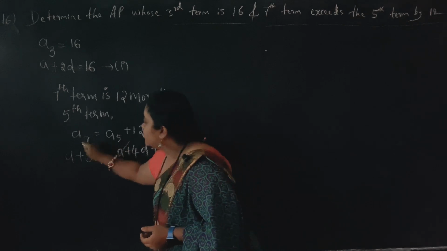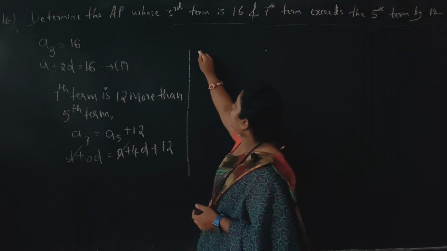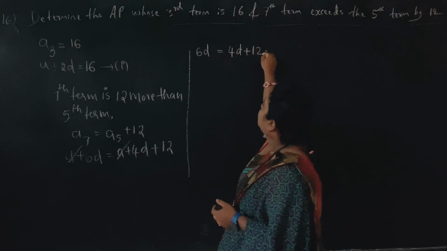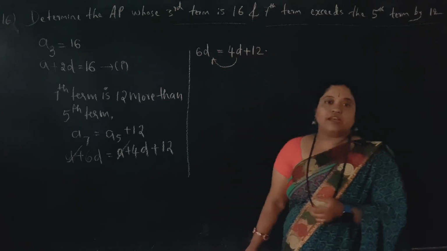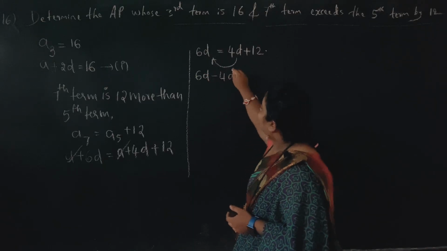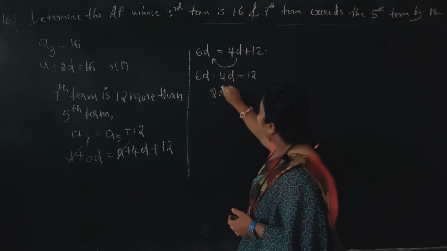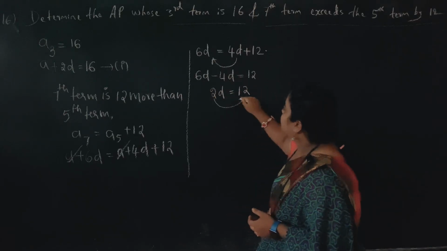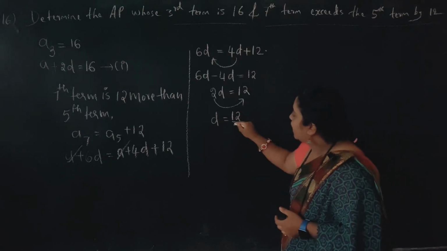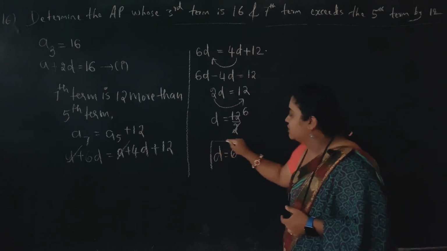On both sides I have A, so I will cancel the A. What is left is 6D equal to 4D plus 12. I will bring 4D to this side; plus 4D turns to be minus 4D. 6D minus 4D is equal to 12, and 6D minus 4D is 2D. Bring 2 to this side; multiplication turns to division. D is equal to 12 divided by 2, so D is equal to 6.